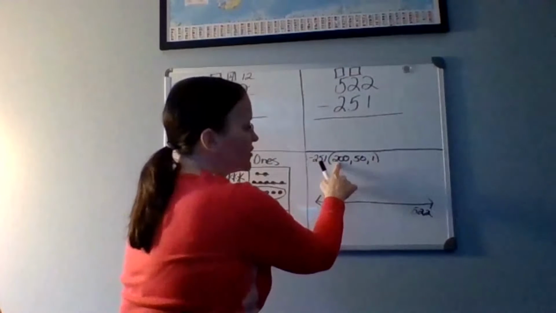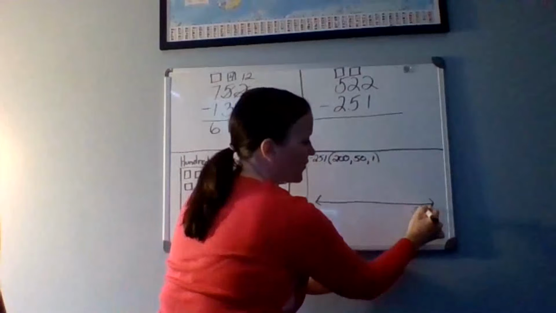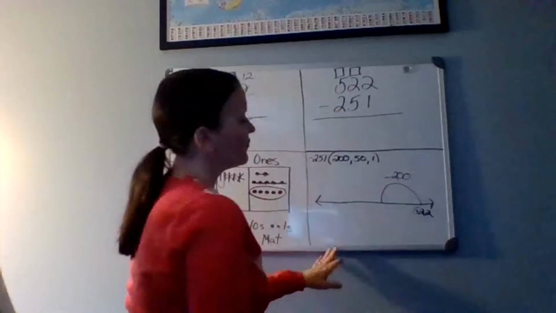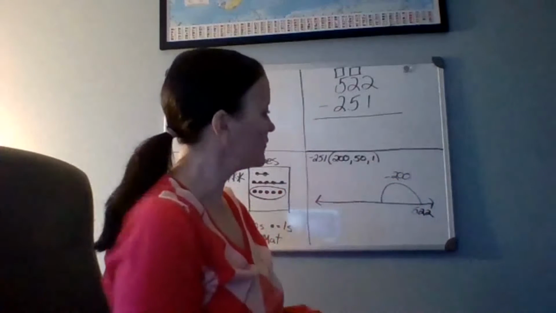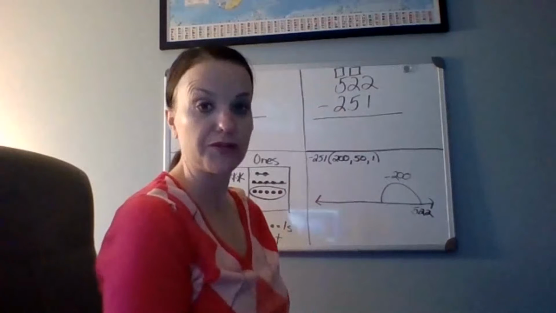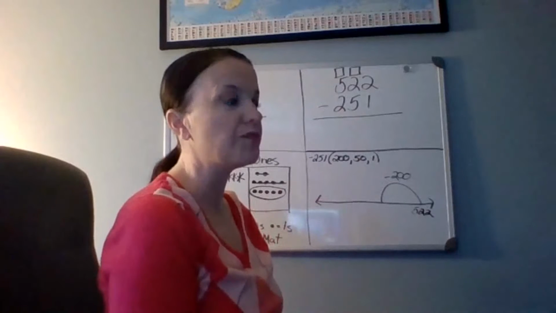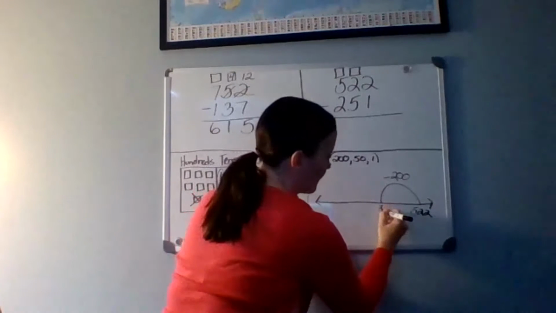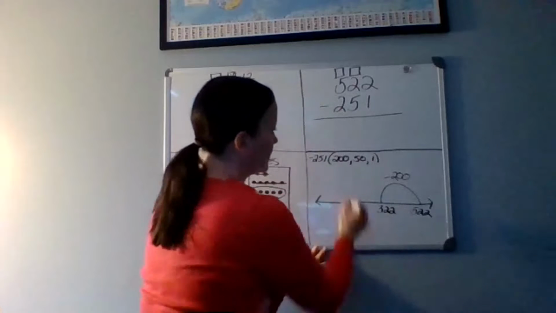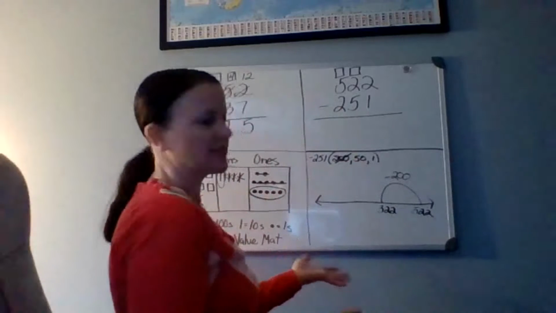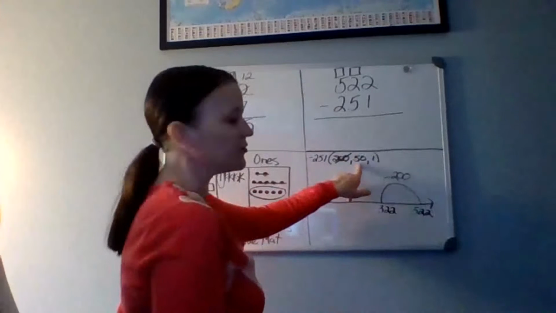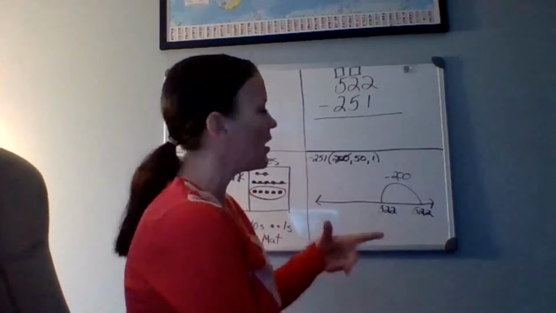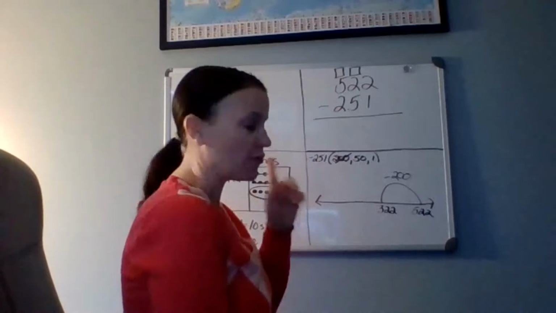The first hop I want to do is 200. So if I'm starting at 522, I'll do a hop of 200. Now if I'm taking 522 and I'm subtracting 200, that will be 322. Okay, so I'm going to just cross that off because I know I did the 200 hop already. I'm going to do the 50 hop. And in my classroom, we call these mega jumps because we're doing that bigger jump in one step.